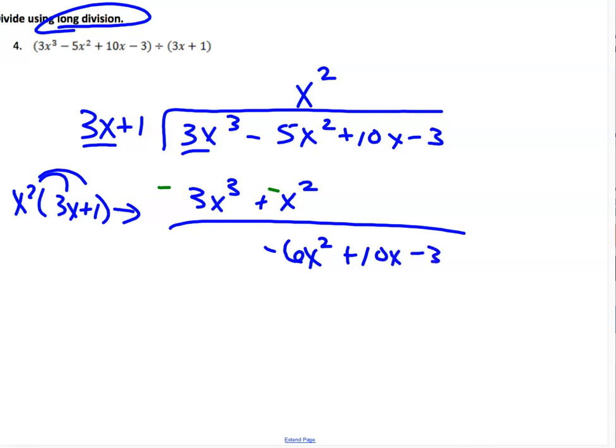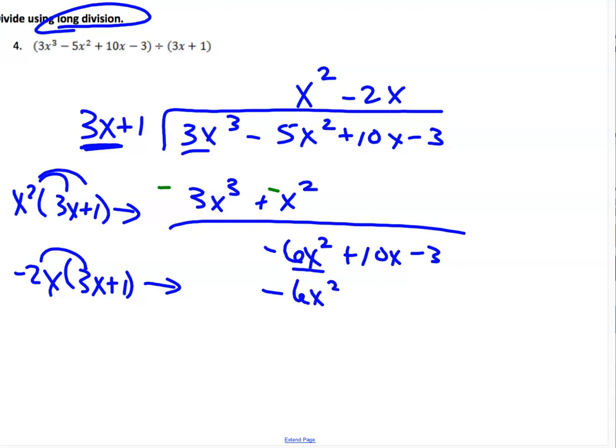It's about the first terms. I want 3x to look like -6x squared. -6x squared divided by 3x is -2x. So I'm multiplying -2x by the divisor. That gives me that -6x squared I was looking for. It also gives me -2x. Switch the signs. X squareds go away. I get positive 12x minus 3.